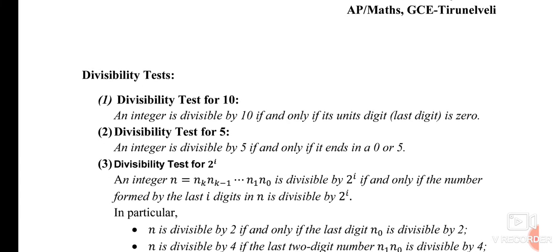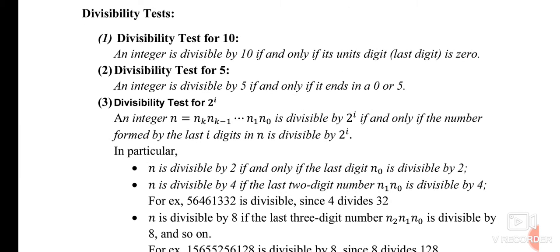The first divisibility test is the divisibility test for 10. An integer is divisible by 10 if and only if its unit digit, that is the last digit, is 0. Divisibility test for 5: an integer is divisible by 5 if and only if it ends in 0 or 5.